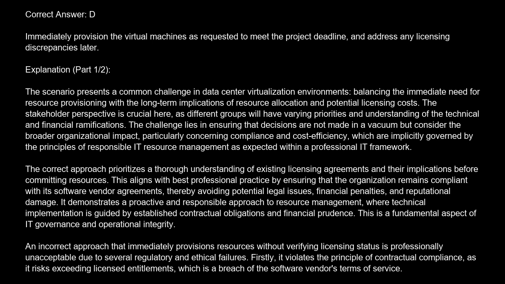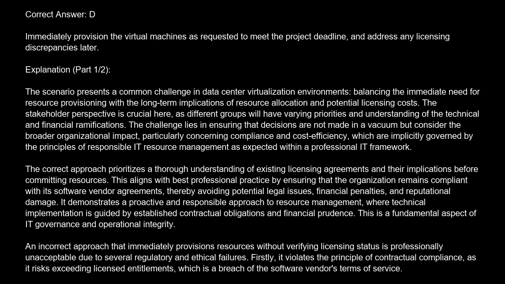The correct approach prioritizes a thorough understanding of existing licensing agreements and their implications before committing resources. This aligns with best professional practice by ensuring that the organization remains compliant with its software vendor agreements, thereby avoiding potential legal issues, financial penalties, and reputational damage. It demonstrates a proactive and responsible approach to resource management, where technical implementation is guided by established contractual obligations and financial prudence. This is a fundamental aspect of IT governance and operational integrity.